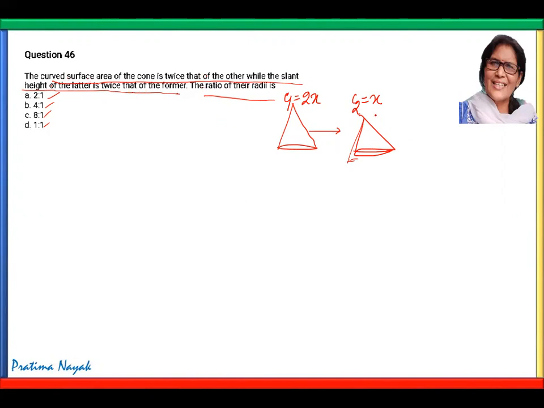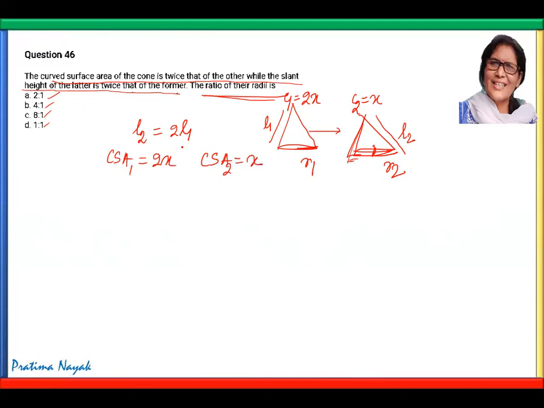Slant height of the latter, here slant height latter means I'm taking L2. Slant height of first is L1. Again given that L2, slant height of other, is double of the former. L2 is equal to double of L1. Then the ratio of their radii. So what is the ratio of R1 to R2? So first curved surface area is equal to 2x, second curved surface area is equal to x, L2 is equal to 2L1. You have to get the ratio R1 to R2.